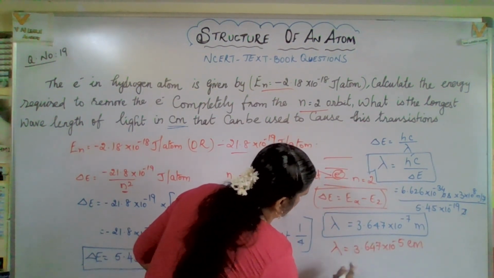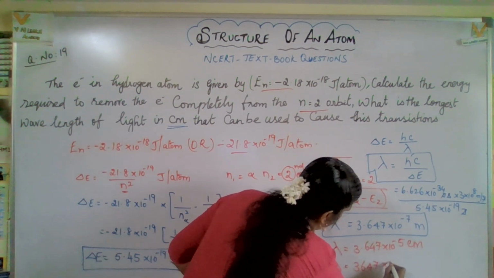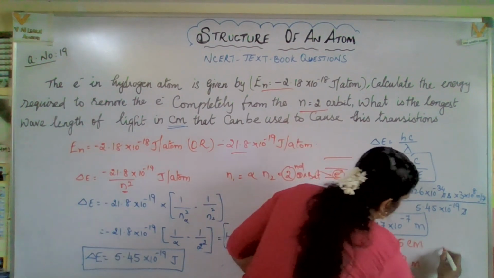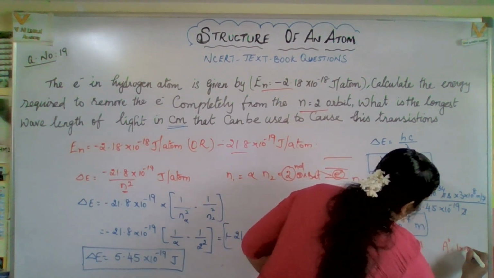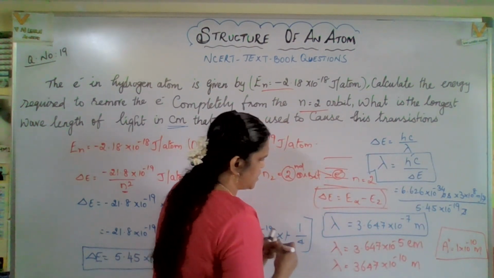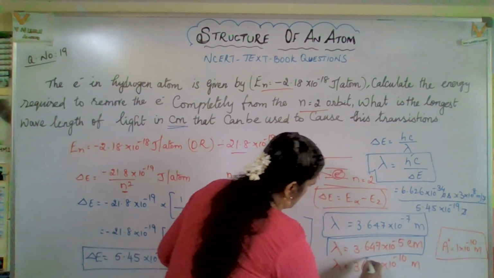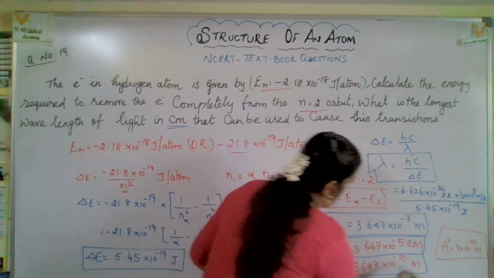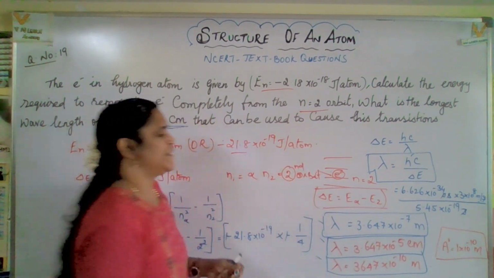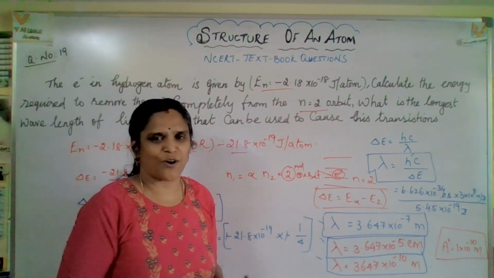Suppose if it is Angstrom, lambda equal to 3647 into 10 to the power of minus 10 meter. Angstrom is equal to 1 into 10 to the power of minus 10 meter. That is what I just mentioned. Hope you are clear with this. This is centimeter and this is Angstrom value. I hope you got all these three points. Whether they are asking meter or centimeter or Angstrom, you know how to solve everything.